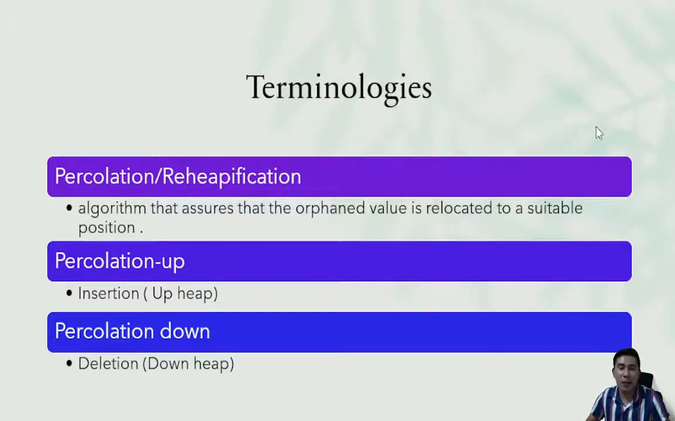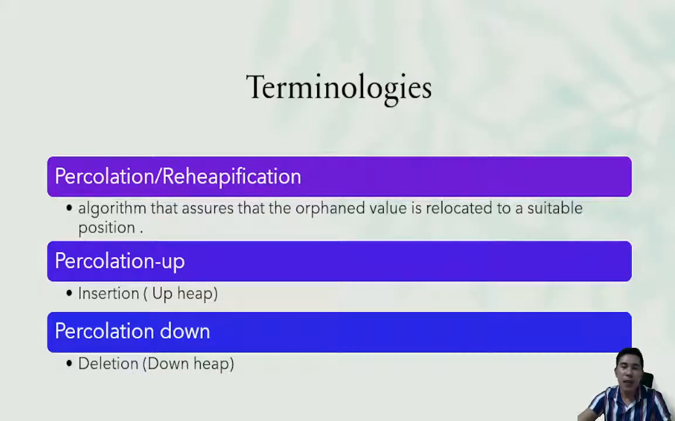There are two percolations for binary heaps. First is percolation up, which happens upon insertion, and which some books call up heap or heapify up. Then we also have percolation down, which happens when you delete a node from a binary heap or from your priority queue, and it's also known as down heap or heapify down.